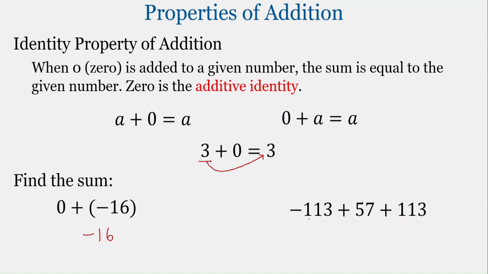Again, we can add negative 113 plus 57, get a number, and then add 113 to that. But can we regroup this and make our calculation easier? Well, yeah, we can reorder this and say negative 113 plus 113 plus 57. And we'll do this calculation first. Well, that's the additive inverse. Those are opposites of each other, so that's 0 plus 57. And so the answer is 57.